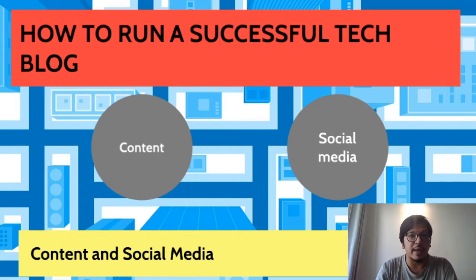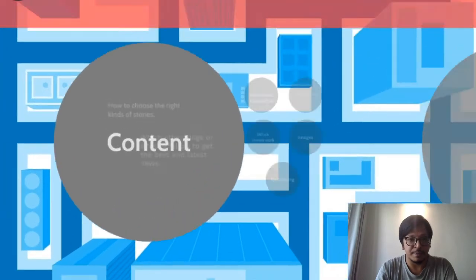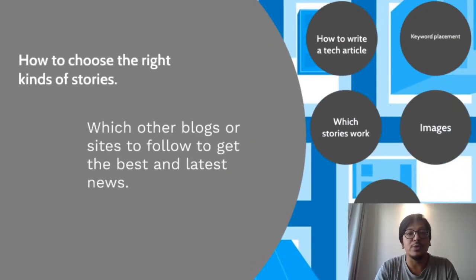So let's go ahead with it. Today we're going to be looking at content first. Now, how do you choose the right kind of stories? This is a very, very important part of content for us at Digit. Every morning, all of us go through a whole bunch of websites. Personally, what I do is I have a feed where I get stories about tech from all sorts of sites.